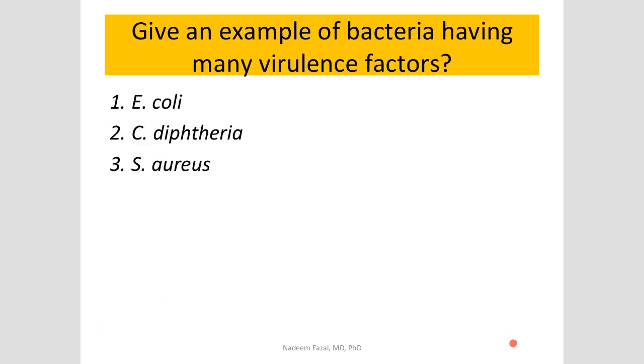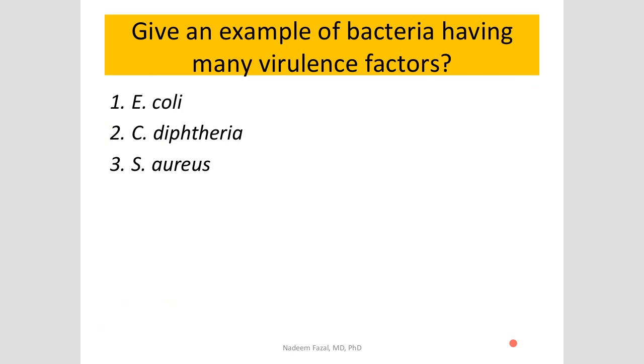So then most of the time we ask this question: give an example of bacteria having many virulence factors. Remember that most of them will have only one, right? As compared to any bacteria which has more than one. So what we will say, these are more virulent. They are highly pathogenic. They are highly dangerous. They are a big problem, same term, right?